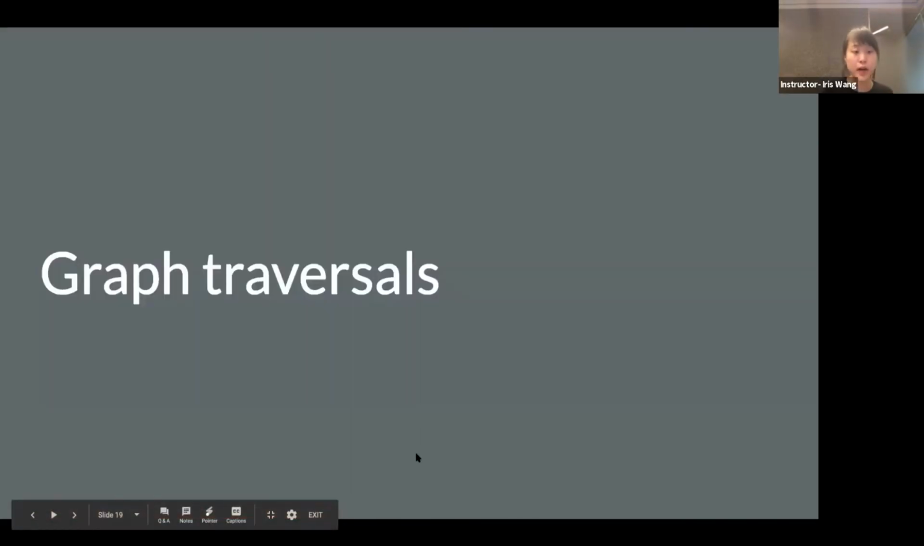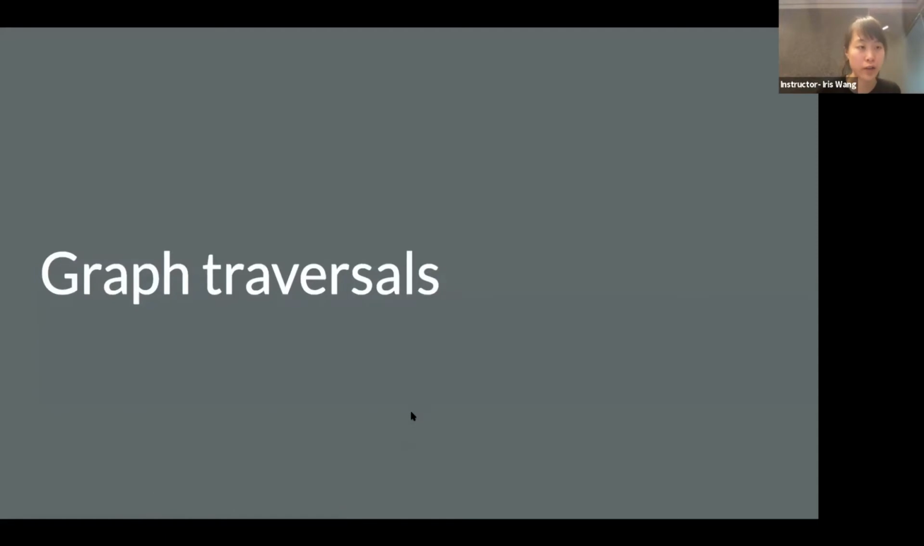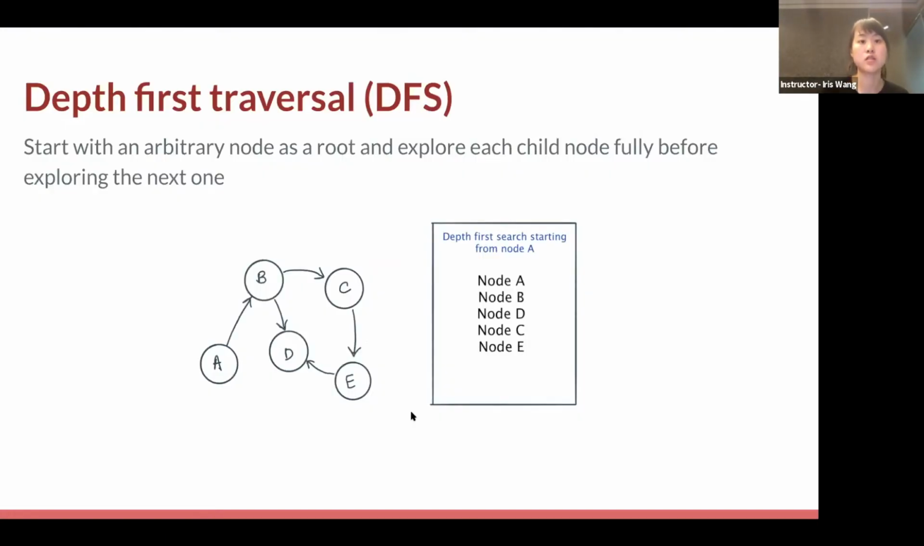Cool. Aside from that, we'll pretty quickly go through graph traversals. There are two that we'll talk about. The first is depth-first traversal. You start with an arbitrary node as a root, and then you explore each child fully before exploring the next one. Here, I've walked through what a depth-first search would look like. If you start from node A, you explore as deeply as possible. So you'll go to B and then D, and then you'll go to C and then E. You're basically traversing as deeply as possible before you explore the next branch.